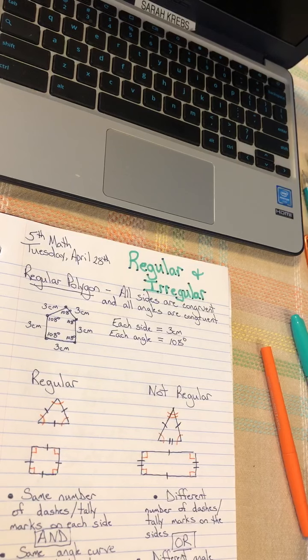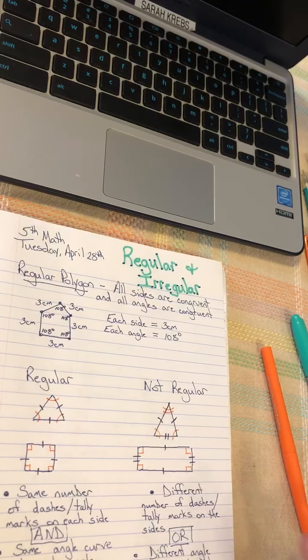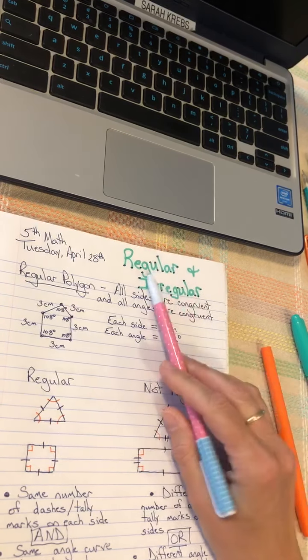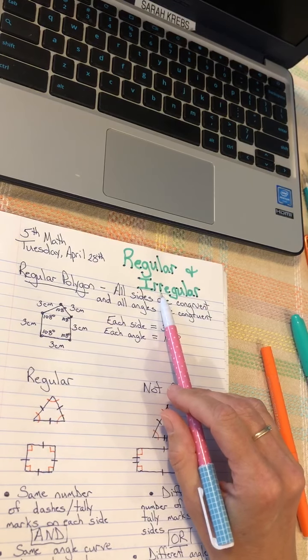On Monday, you learned about polygons. What makes up a polygon? Remember, it needs to have line segments, vertices, and angles. It needs to be a closed shape. The line segments cannot cross. And the other thing we learned about is there can be no curves in the shape for it to be considered a polygon. So circles, ovals, anything with a curve cannot be a polygon. Today we're going to start talking about the difference between regular and irregular polygons.